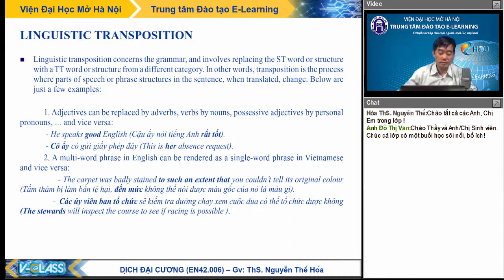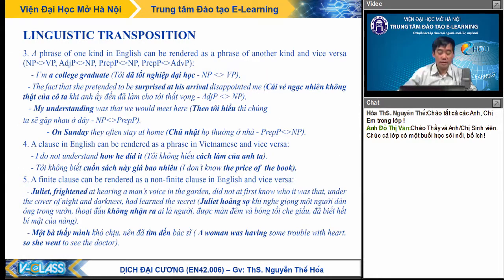And also we know something about linguistic transposition. In terms of word class, an adjective can be replaced by an adverb, and a verb by a noun, etc. You may have a multi-word verb phrase. And next, a phrase of one kind in English can be rendered as another kind of phrase. A clause can be turned into a phrase or a word. And sometimes a finite clause can be turned into a non-finite one.